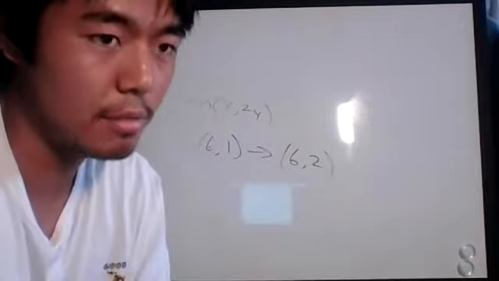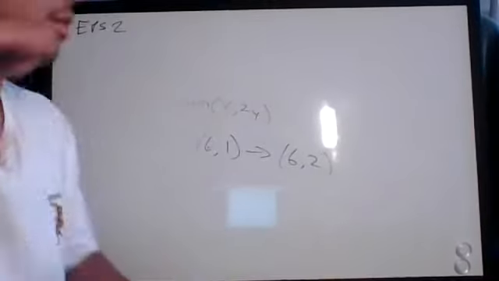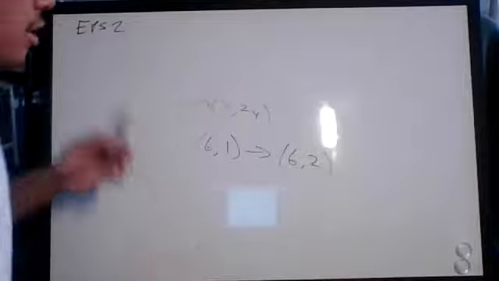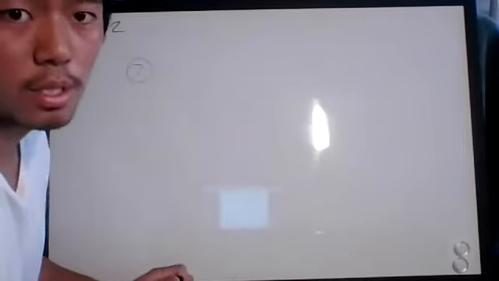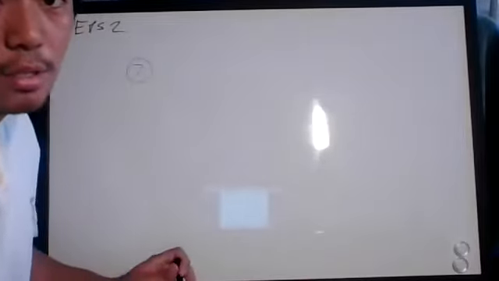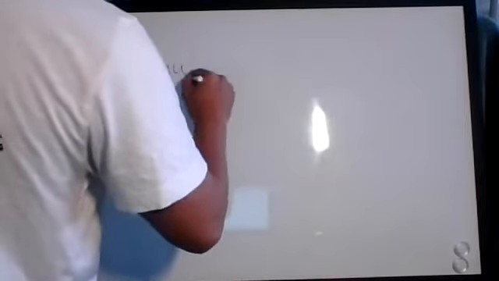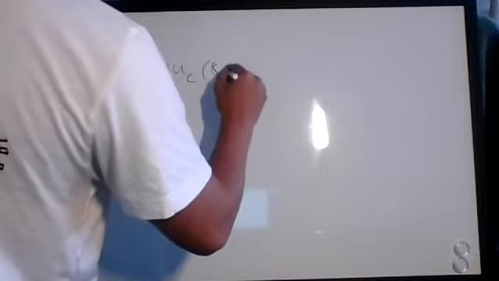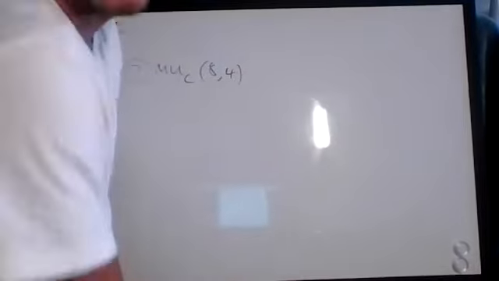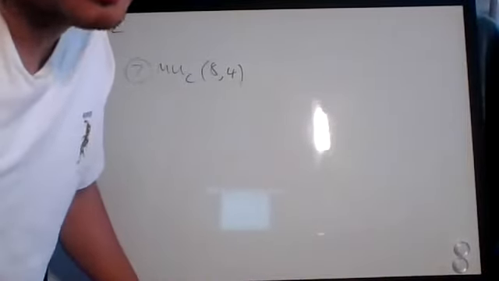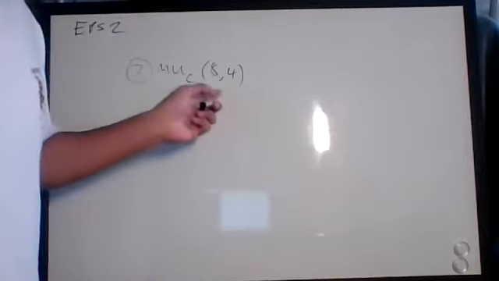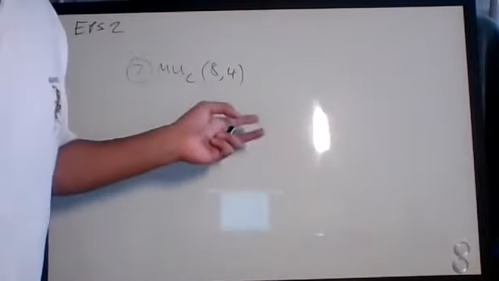Hopefully these are making more sense as we ask about them and get a better opportunity to think through them. So let's look at question 7. We're looking at the marginal utility with respect to chicken, at the point 8, 4. That just means that's what we're plugging in.